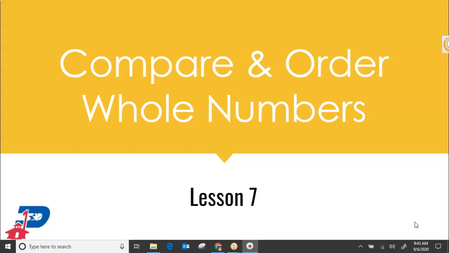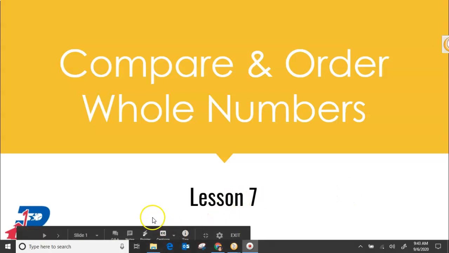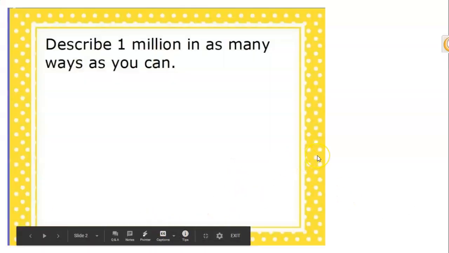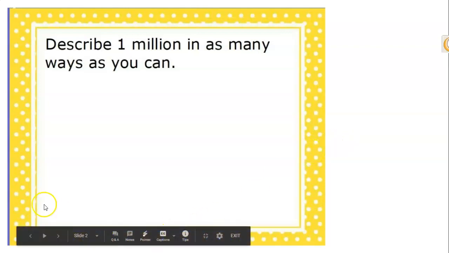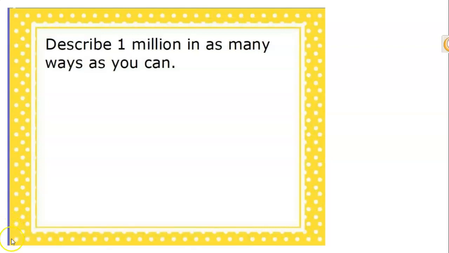So as usual, we're going to start the lesson off with a math warm up. Today's going to be a math stretch. So we're going to stretch your mind. I want you to describe 1 million in as many ways as you can. Think of all the different ways that you can come up with a million or different ways that a million could look maybe. So I want you to pause your video and write this down in your journal or on some paper. And then when you're finished, resume the video.